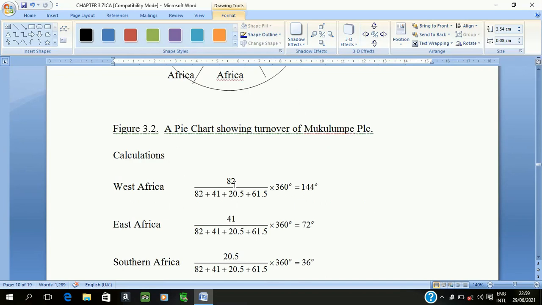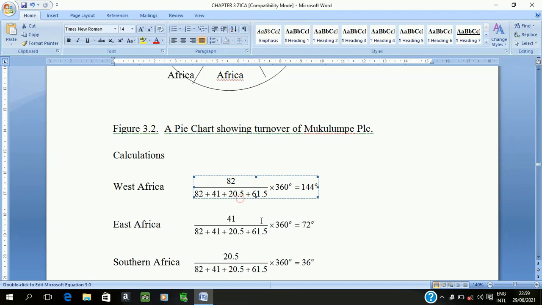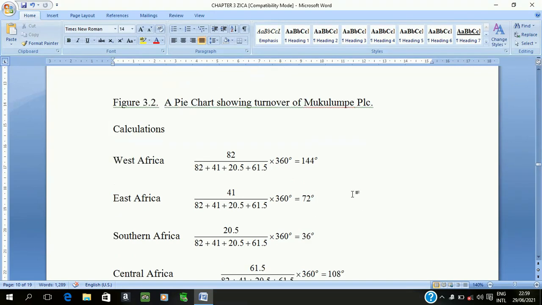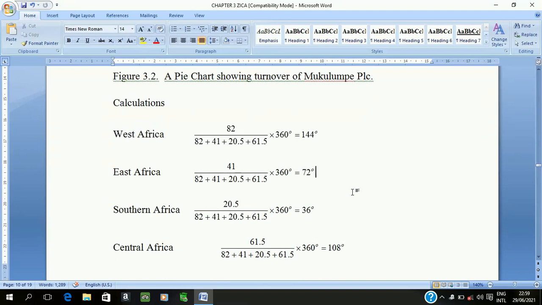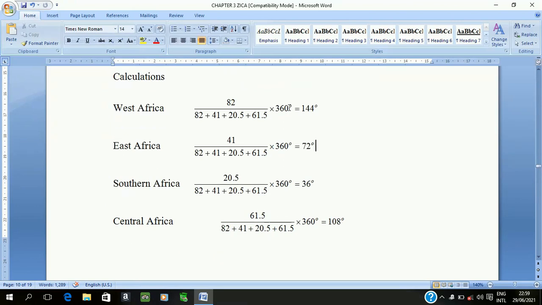West Africa, if West Africa has got 82, you say whatever sales out of the total multiplied by 360 degrees, and you'll get the degrees for West Africa. East Africa, if it's got 41, it's 41 out of the total, multiplied by 360 equals 72 degrees. If Southern Africa has got 20.5, it's going to be 20.5 out of the total sales volume multiplied by 360. We are multiplying by 360 because we're measuring the sectors in terms of degrees. If you are measuring in terms of percentages, you will multiply by 100%.